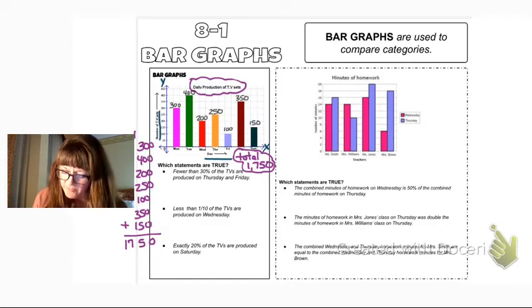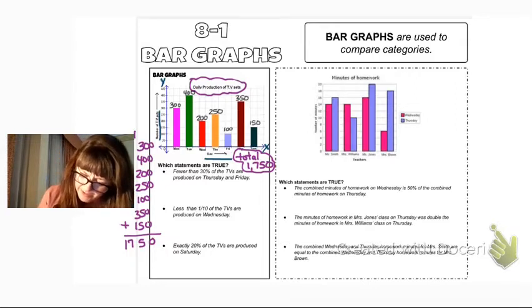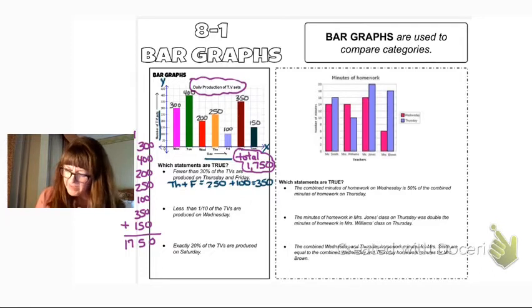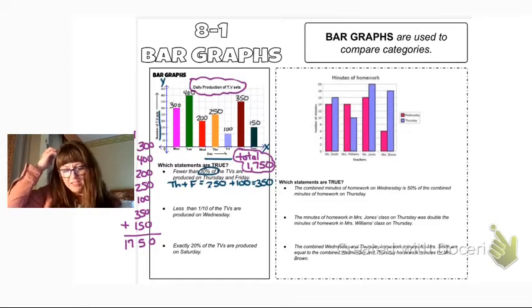So the first one says fewer than 30% of the TVs are produced on Thursday and Friday. So if I were to add together Thursday plus Friday, so we already have the bars labeled. Thursday was 250 plus Friday was 100. So 250 plus 100 is 350. And then it said 30% of the TVs.